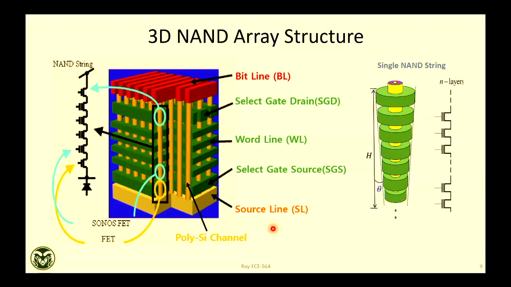Yes? Do you count the select gates when you're... No, select gates are not for storing memory. They are just selecting, right? So your memory layers are the other ones. Select gates are typically large and big, but memory layers are thin.